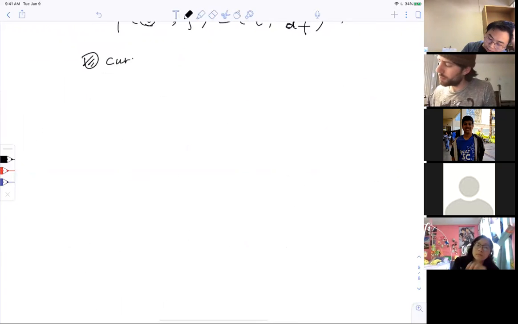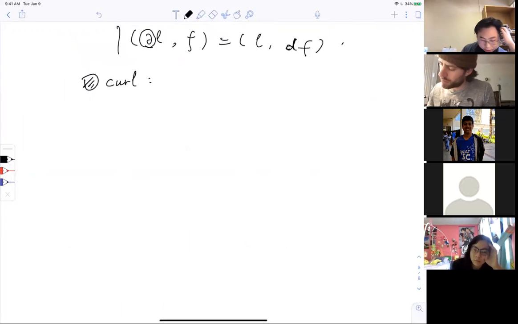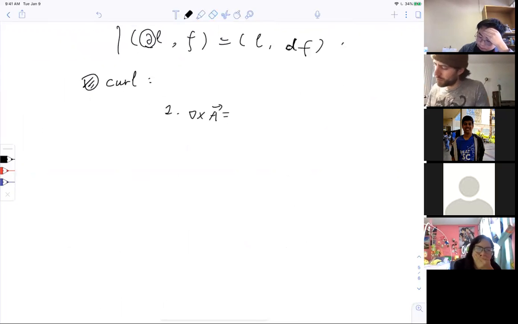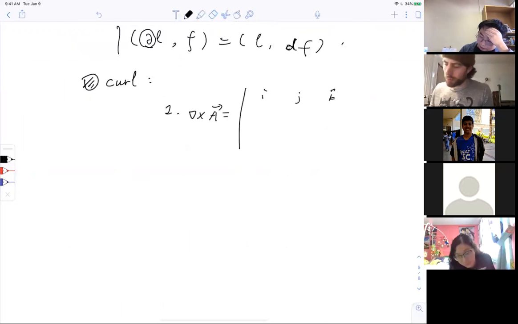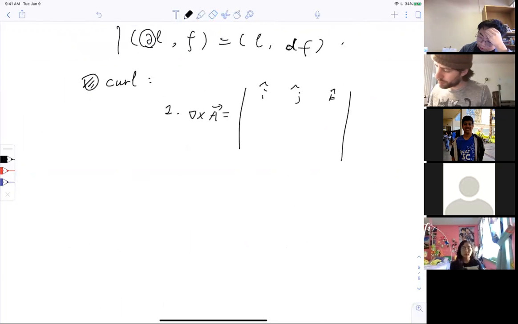So for the curl, how to do the curl? First thing we need to know is how to compute it, right? It's defined as i, j, k, similar to a cross product: partial x, partial y, partial z, A_x, A_y, A_z.